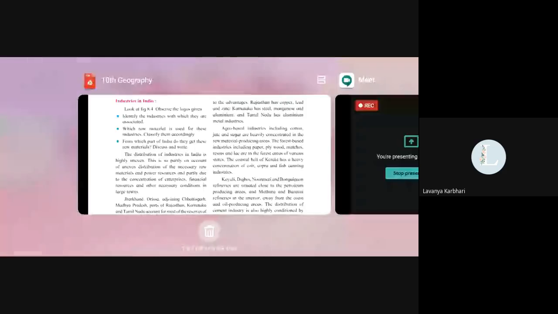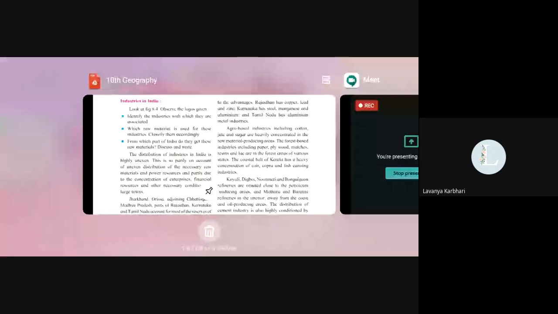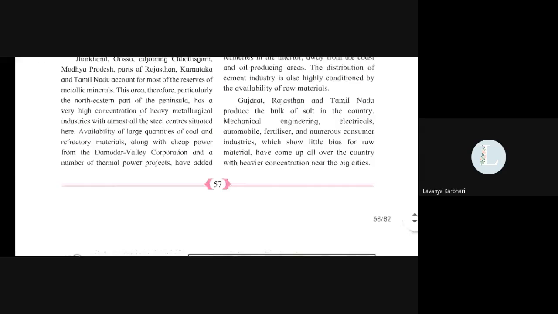Okay, so we have seen yesterday up to this point. That is, Gujarat, Rajasthan, Tamil Nadu produce a bulk of salt in the country. Mechanical engineering, electricals, automobiles, fertilizers, and numerous consumer industries, which show little bias for raw material, have come up all over the country with heavier concentration near the big cities.